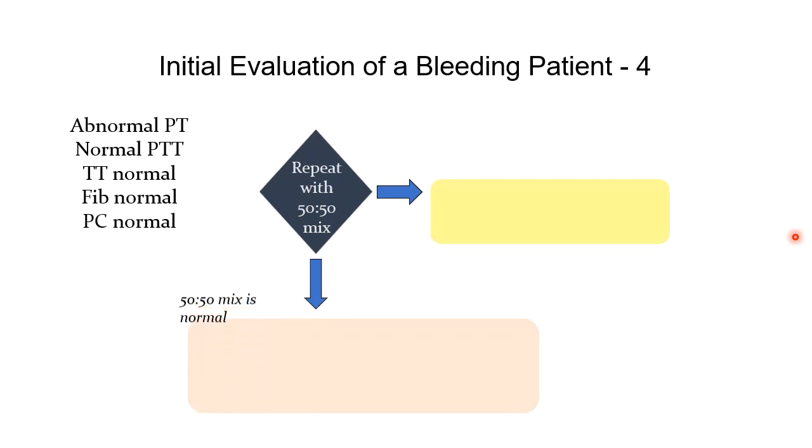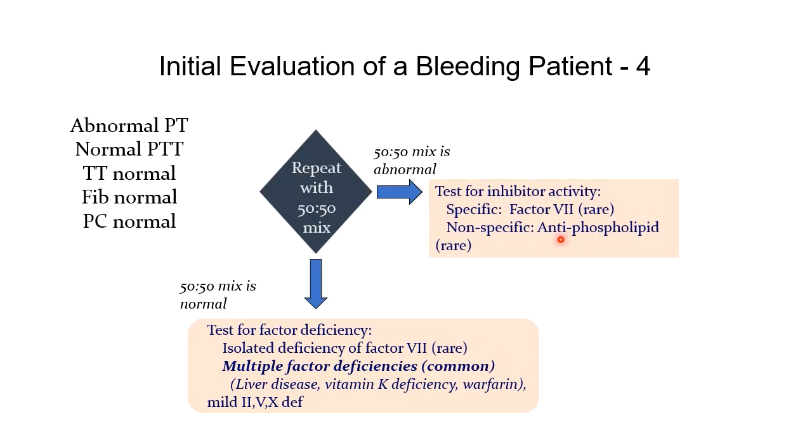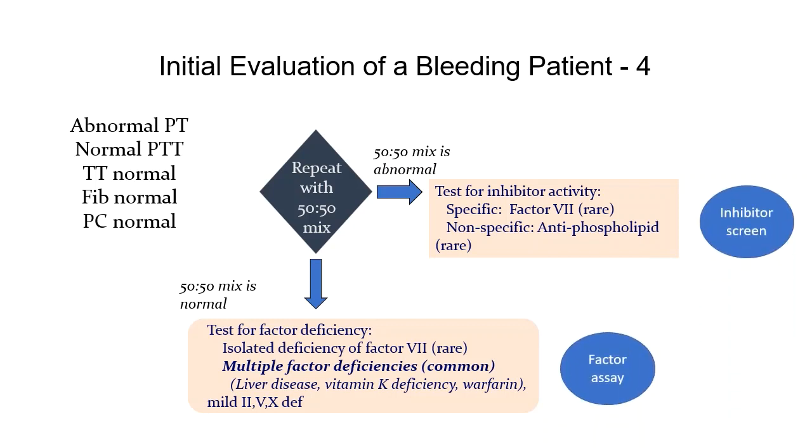If the 50-50 mix is normal, test for factor deficiency of the extrinsic pathway like factor 7 deficiency, or sometimes it could be other multiple factor deficiencies like liver disease, vitamin K deficiency, warfarin therapy, or it could be mild factor 2, 5 or 10 deficiency. And if the 50-50 mix is abnormal, then again suspect inhibitors specific to factor 7 or non-specific like APLA. So if we are suspecting inhibitor, the next test would be an inhibitor screen. If we are suspecting factor deficiency, the next thing to do would be a factor assay.